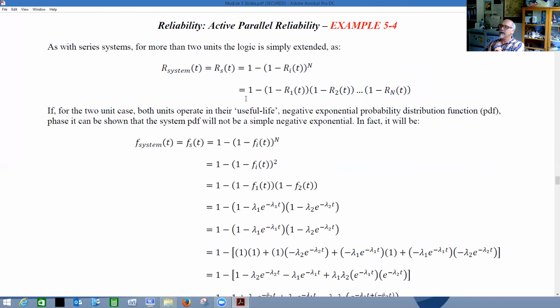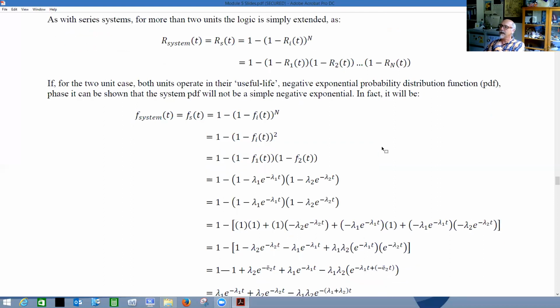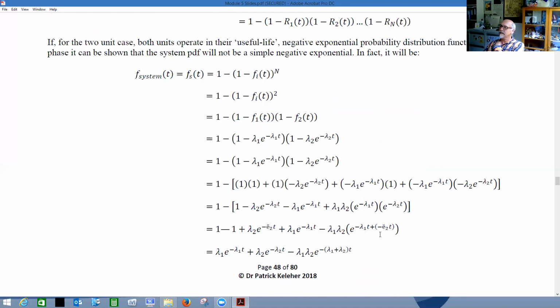Now, going back to the 2 unit case, if both units operate in their useful life, with a negative exponential probability distribution, so not a normal distribution, not a Poisson, not a binomial, but a negative exponential probability distribution function, then it can be shown that the system probability distribution function will not be a simple negative exponential. In fact, when we plug it in, we'll see that it turns out to be this rather interesting function here.